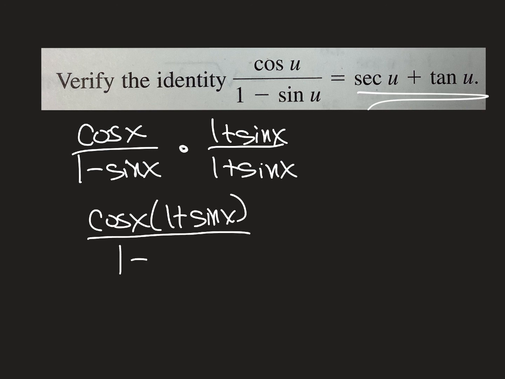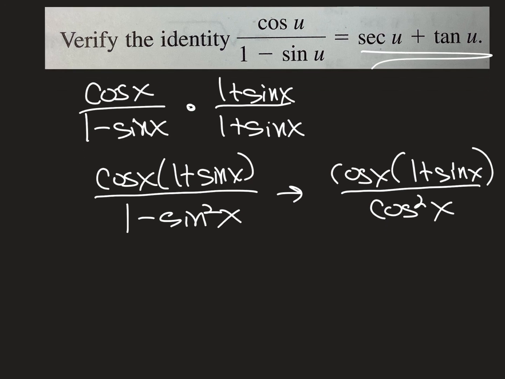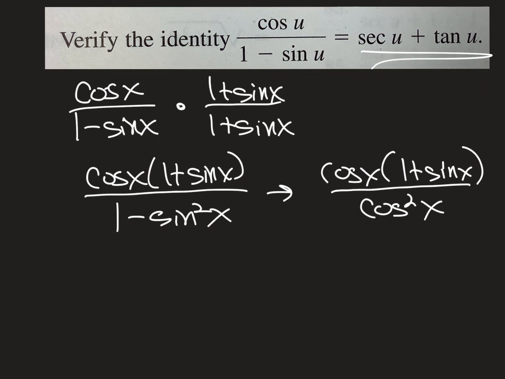My denominator is now 1 minus sine squared, which is really nice. The reason that's nice is because that's so familiar to me, because 1 minus sine squared is really cosine squared, and that's from that first identity. So I have cosine x times 1 plus sine x over that cosine squared. Now, because I have a cosine in my numerator and a cosine squared in the denominator, they cancel. Okay, so that gives me 1 plus sine x over cosine x, which is awesome.